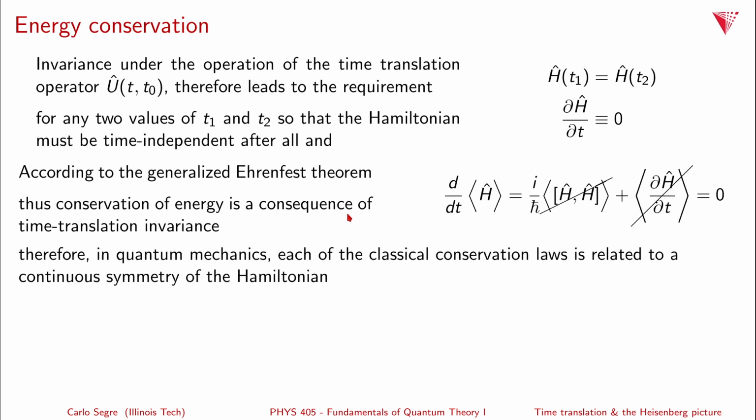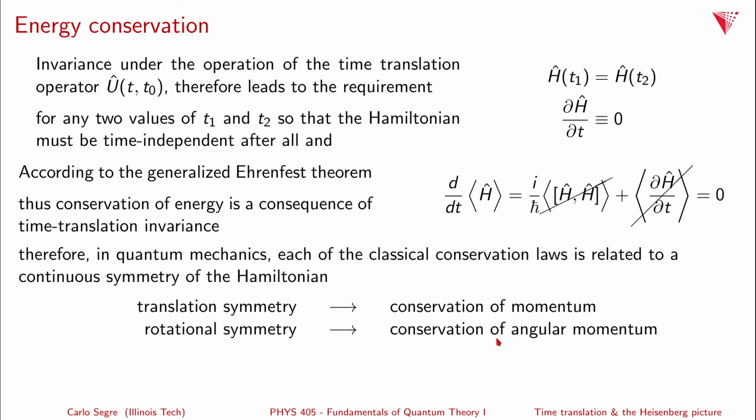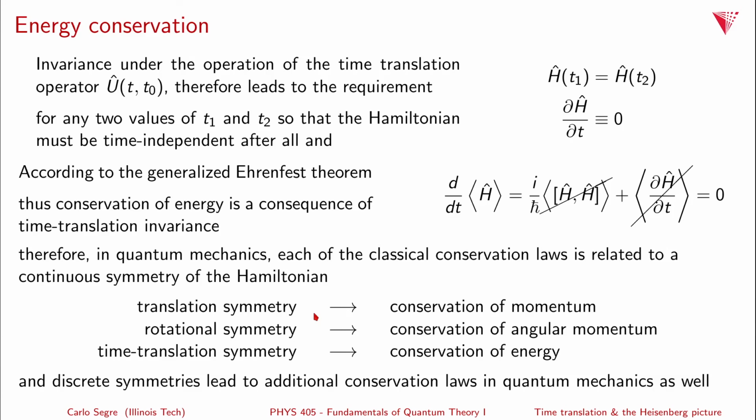In quantum mechanics, each of the classical conservation laws is related to a continuous symmetry of the Hamiltonian, as we've found out by generating all the symmetry operations that are continuous. Translation symmetry leads to conservation of momentum. Rotational symmetry gives you conservation of angular momentum, and time translation symmetry gives you conservation of energy. There are other symmetries in quantum mechanics, discrete symmetries like parity, that give you additional conservation laws, and this is actually a very fundamental and important part of quantum mechanics.